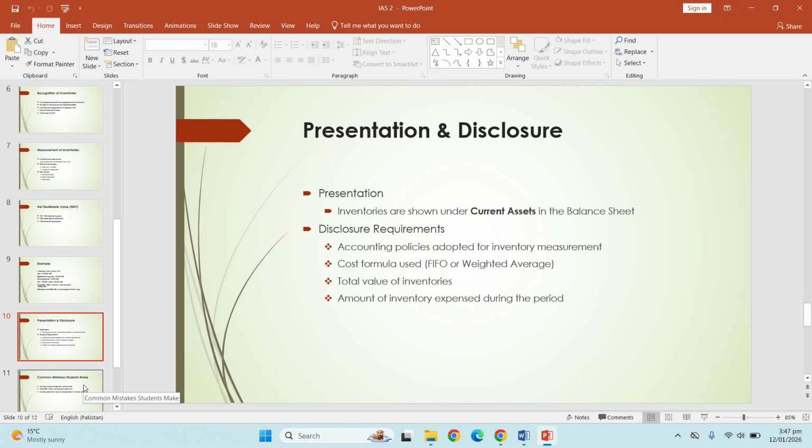Here is the presentation and disclosure of inventories. The presentation is in the balance sheet. Inventories are shown under current assets. They are always presented at the lower of cost or NRV. And the disclosure requirements are the accounting policies adopted for inventory measurement, the cost formulas used, that is FIFO or weighted average, the total value of inventories, and the amount of inventory expense during the year.